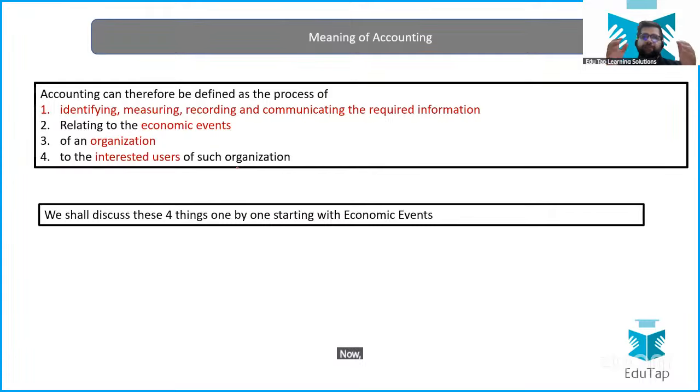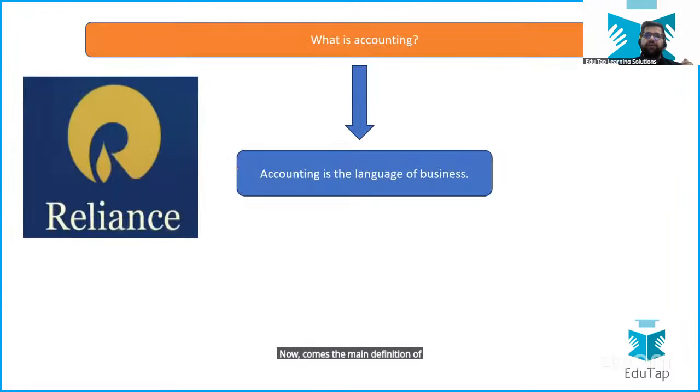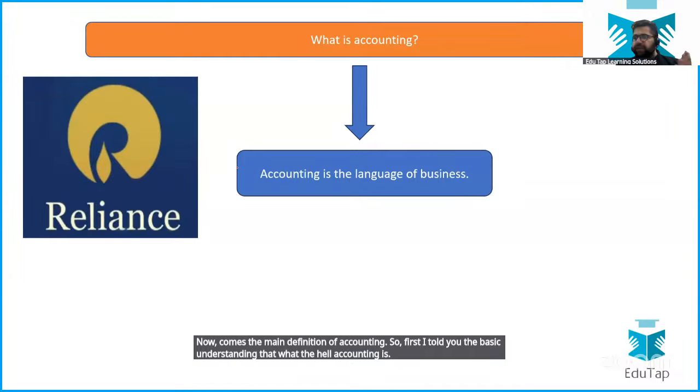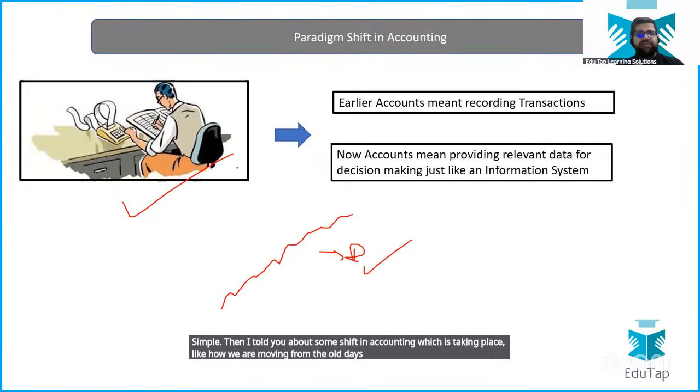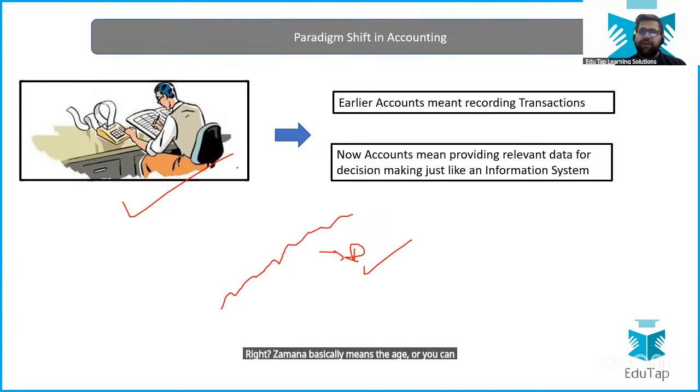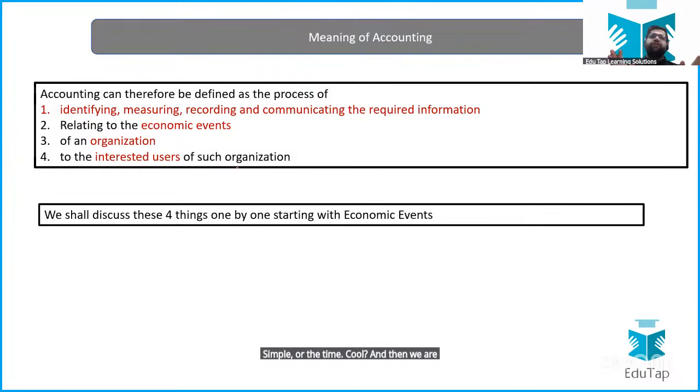Now comes the main definition of accounting. So first I told you the basic understanding of what accounting is. Simple. Then I told you about some shift in accounting which is taking place, like how we are moving from the old age zamana to the new age zamana, right? Zamana basically means the age, or you can say the year, or the time. Cool. And then we are understanding the true meaning of accounting now.